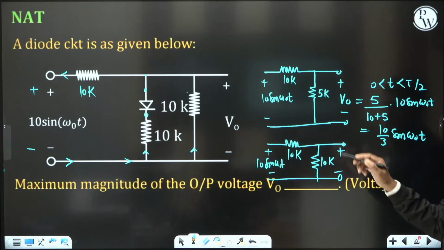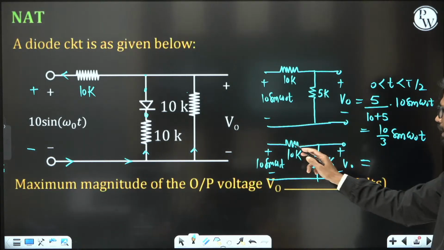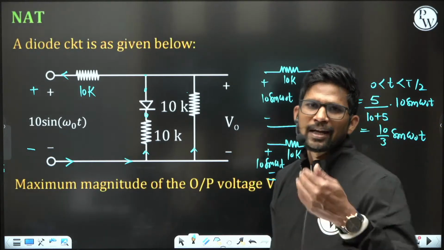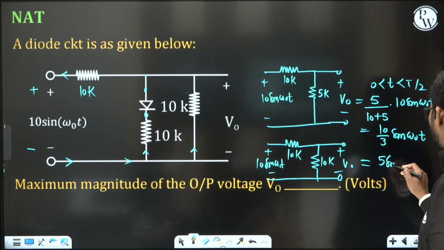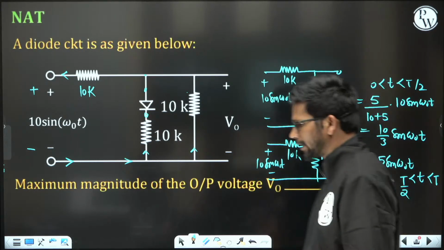Now the voltage across this 10 kilo ohm is V naught. By the voltage division rule, with two equal resistances of 10k and 10k, the voltage divides equally between the two, and the output comes out to be 5 sin omega naught t for T by 2 to T.